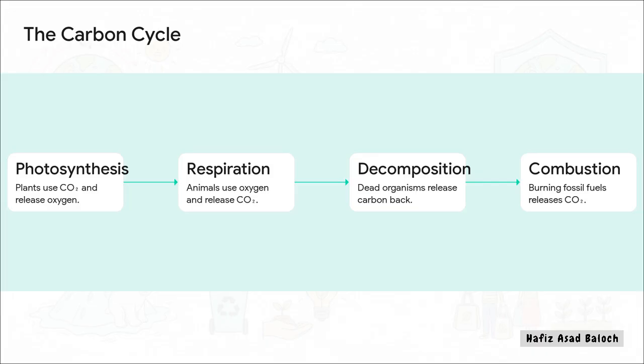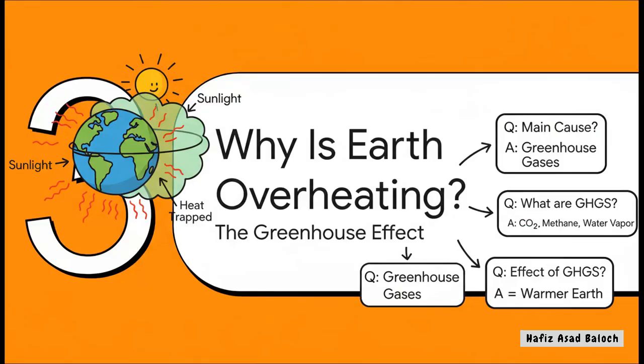And finally, step 4, combustion, which is just the burning of fossil fuels. That also pumps a lot of carbon dioxide into the air. So that's the natural balance. But what happens when that balance gets thrown off?